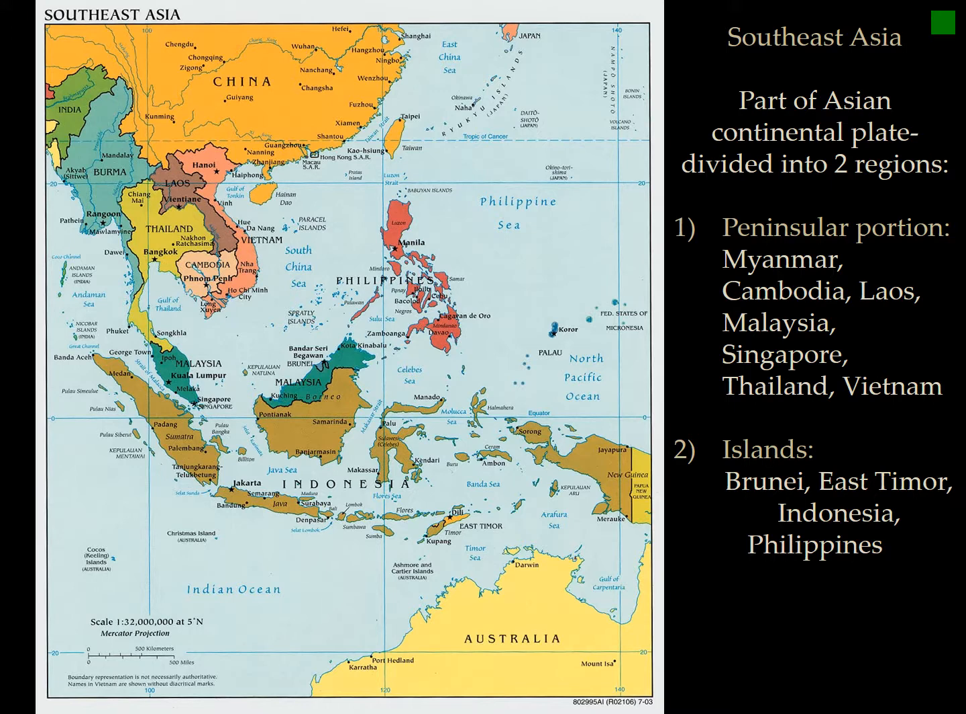Southeast Asia, on the other hand, is part of the Asian subcontinental plate and is divided into two regions. Number one, we have the peninsular portion of Myanmar, Cambodia, Laos, Malaysia, Singapore, Thailand, and Vietnam. And secondly, we have the islands to the southeast of Brunei, East Timor, Indonesia, and the Philippines.